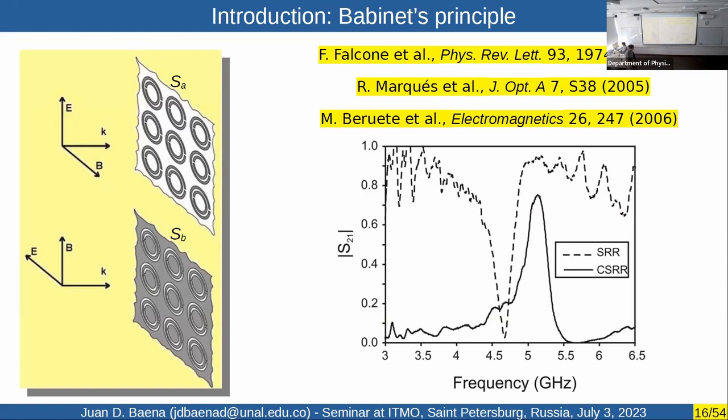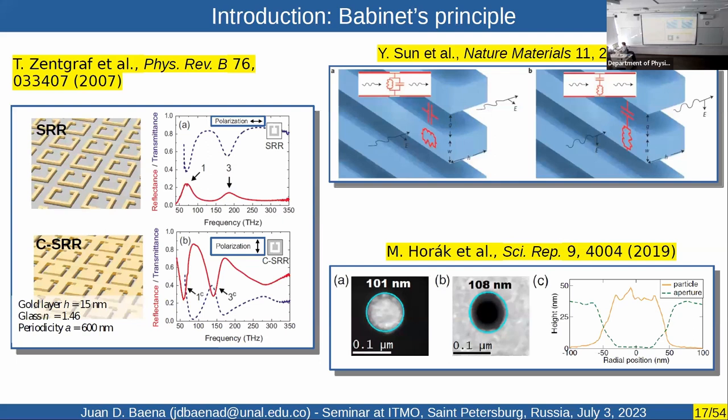Well, what about optics? Because that result was obtained for microwaves. In optics, there are some papers. Maybe the most interesting is this one by Fenggraf in 2007. They were making very nanoscale versions of our samples. And basically, they demonstrated that the transmittance of this structure is similar to the reflectance of the complementary structure.